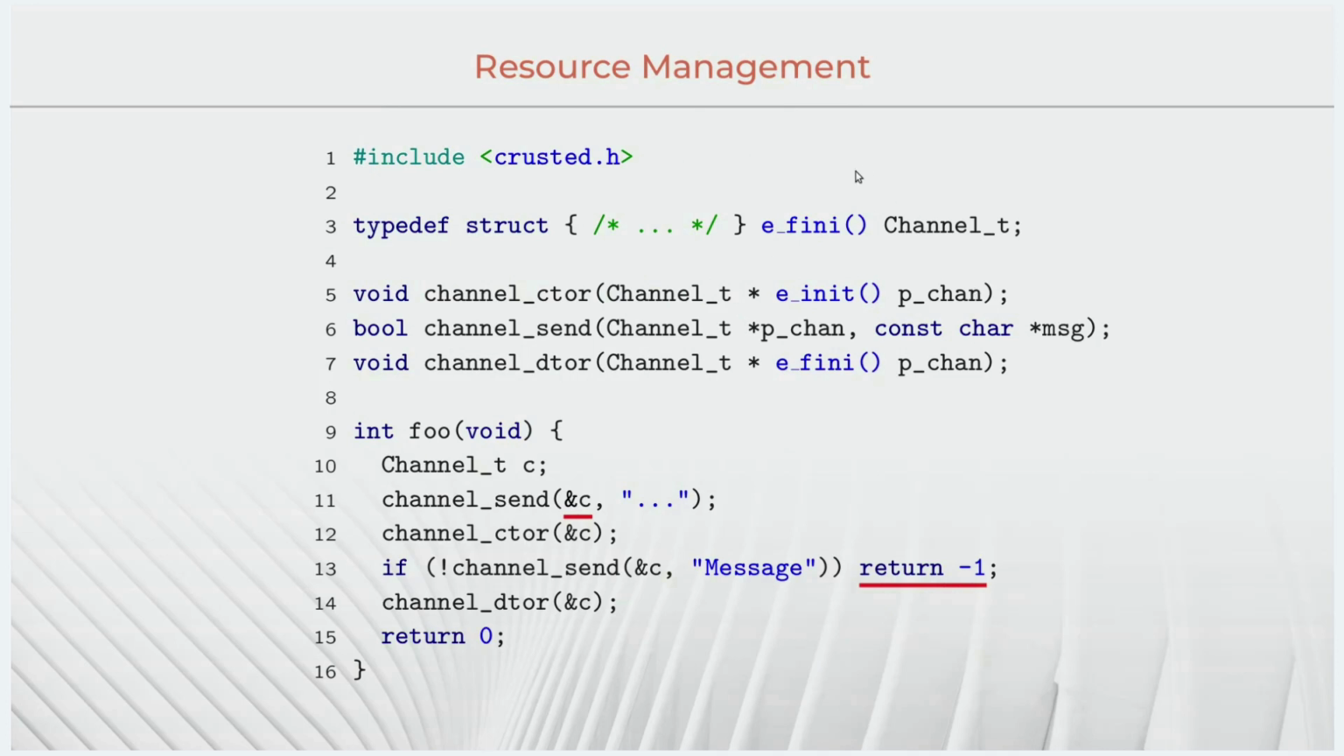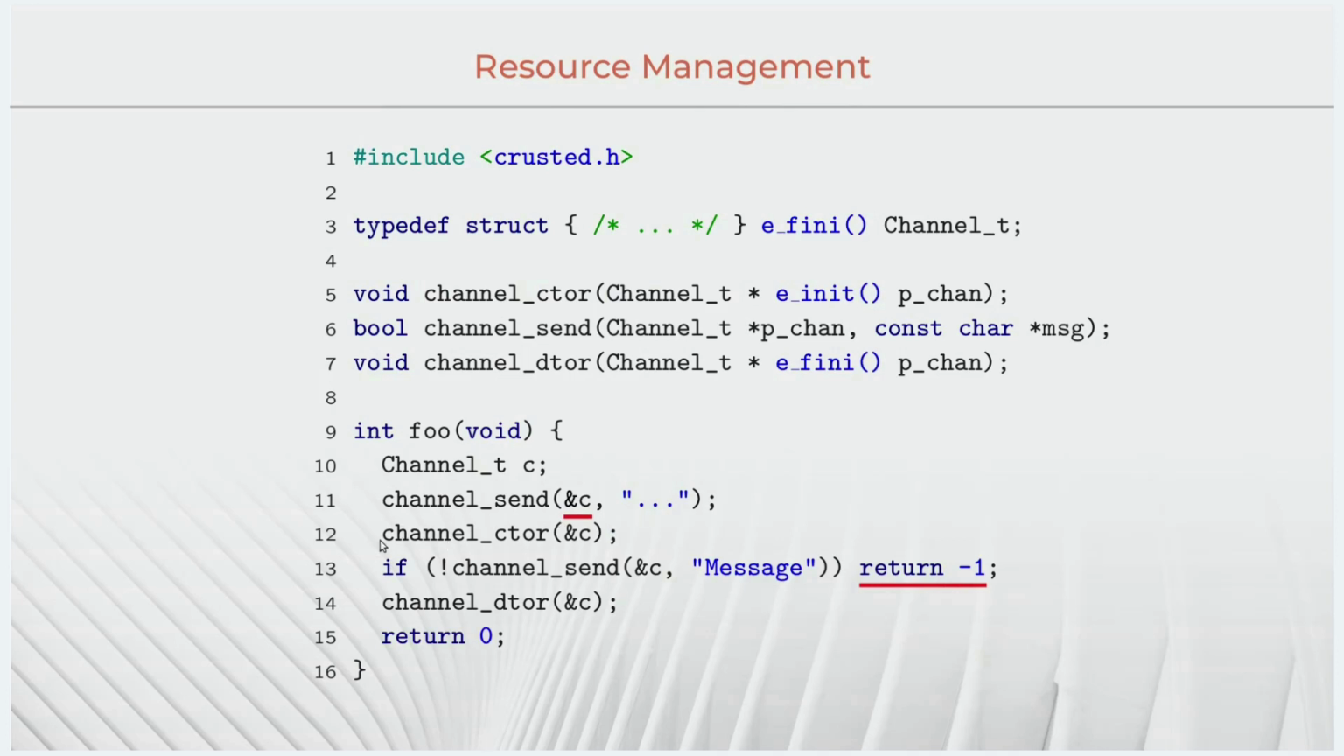For example, here we have a channel data type, which requires finalization, and this is expressed by this eFINI annotation. It has a constructor, which is expressed by this init. It has a send function for sending messages across the channel, and it has a finalization function, the channel destructor. Here we see an example function that declares a channel. At line 11, the problem is that the channel has not been initialized, and so this is flagged by the Serrated analyzer. So in order to actually send something across a channel, we need first to construct it.